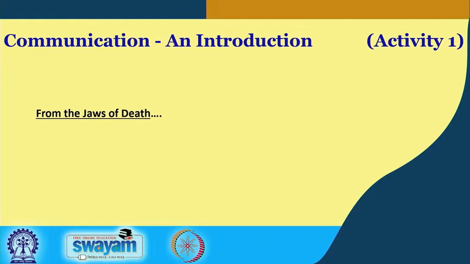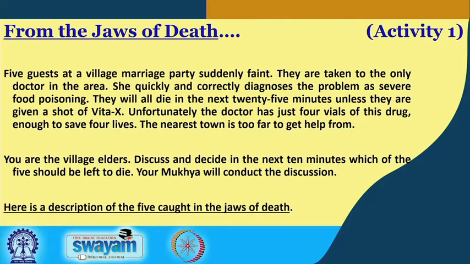Here is the first activity. This activity is titled From the Jaws of Death. And the situation is like this. This will be a role play by 6 students and there are 5 guests and one is the mukhya of the village. Let us say the situation in detail is like this: there are 5 guests at a village marriage party and they suddenly fall ill, they are taken ill.